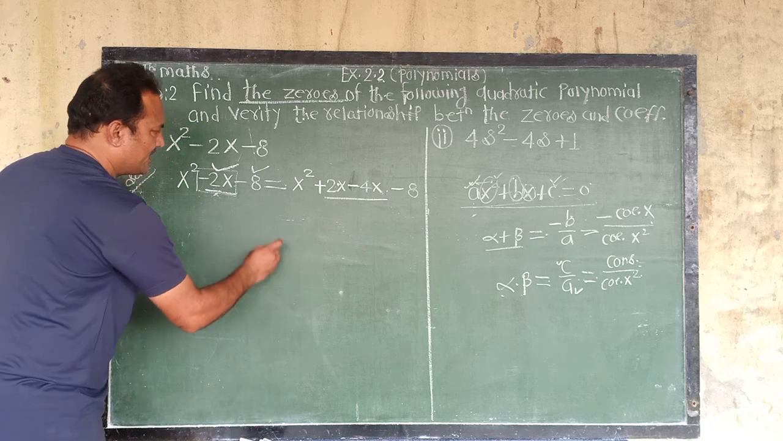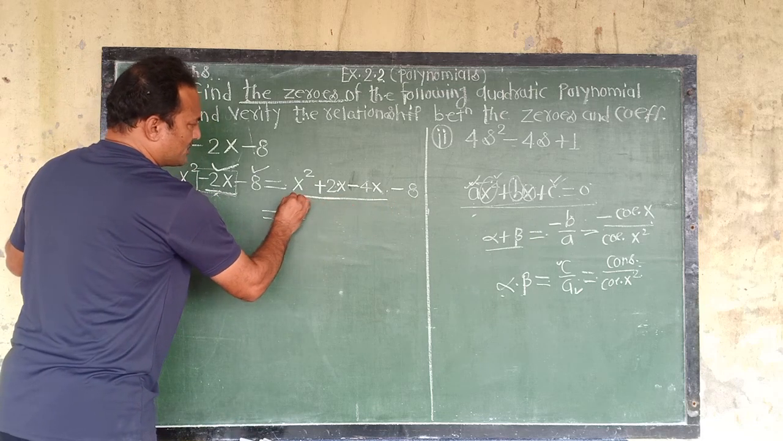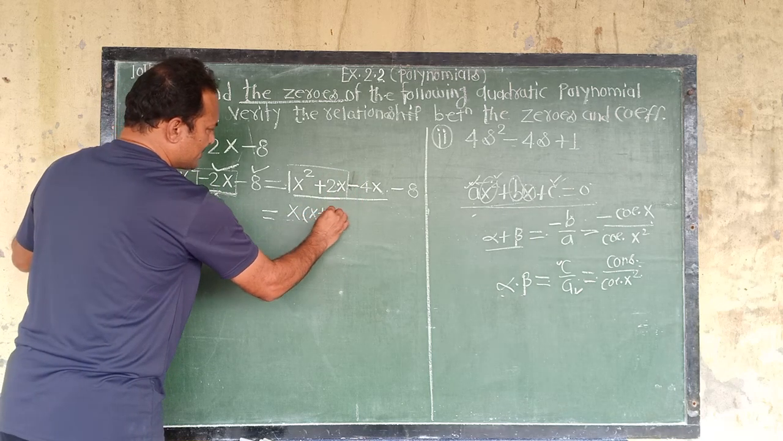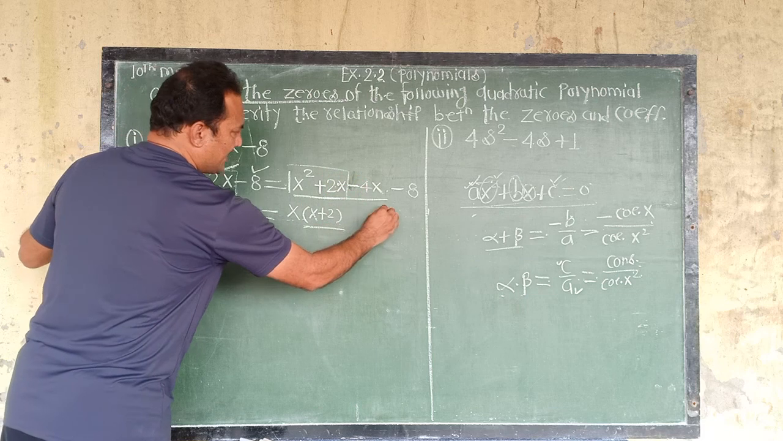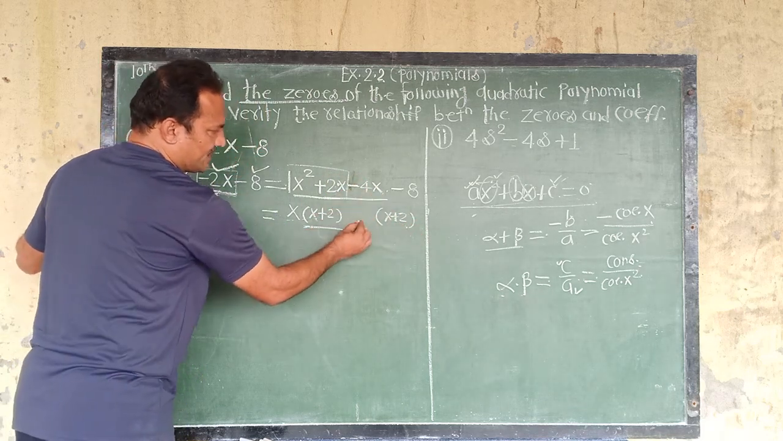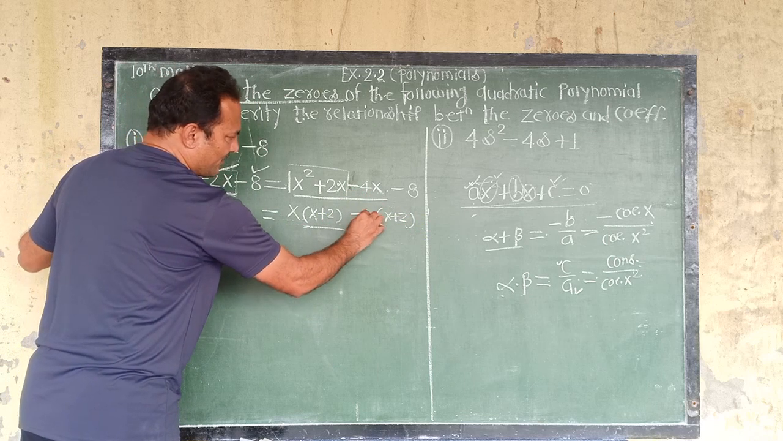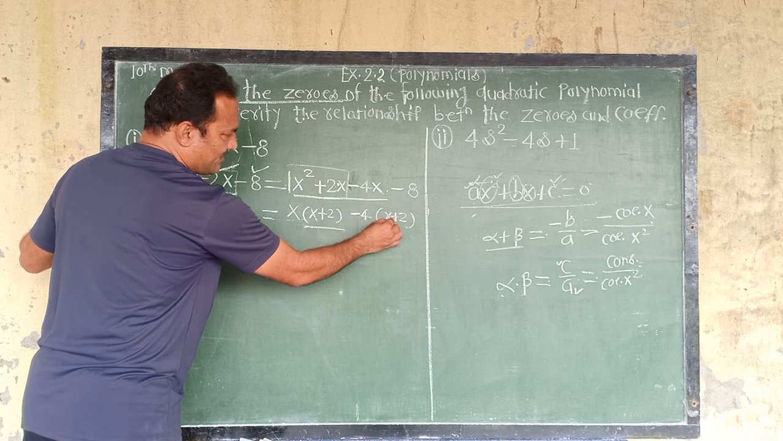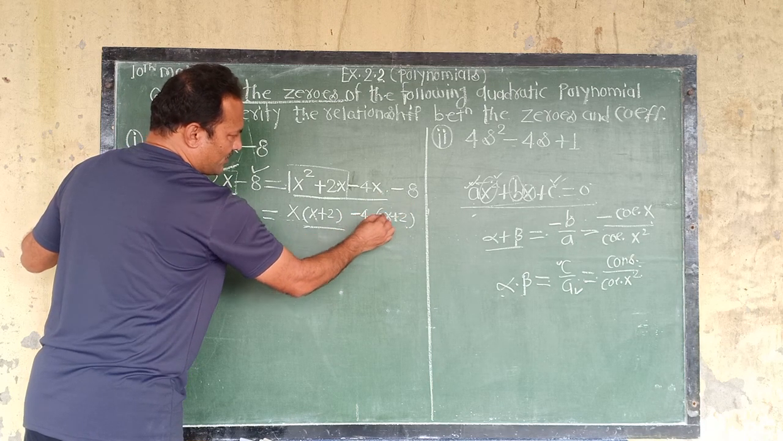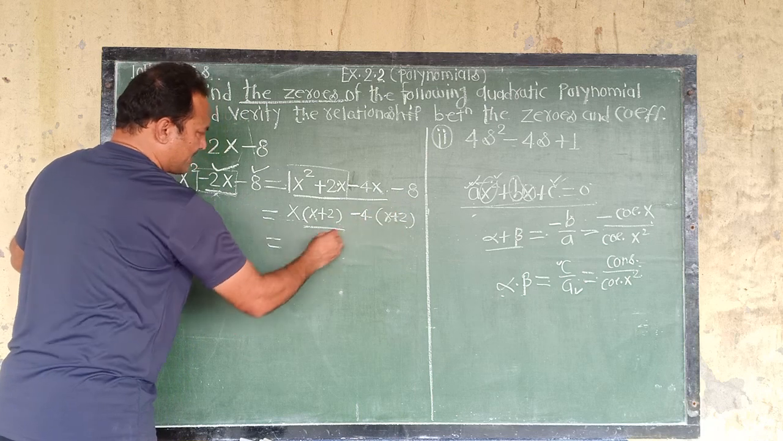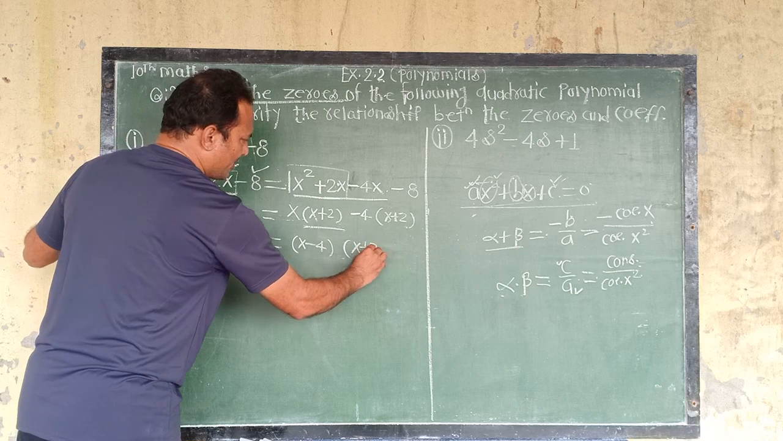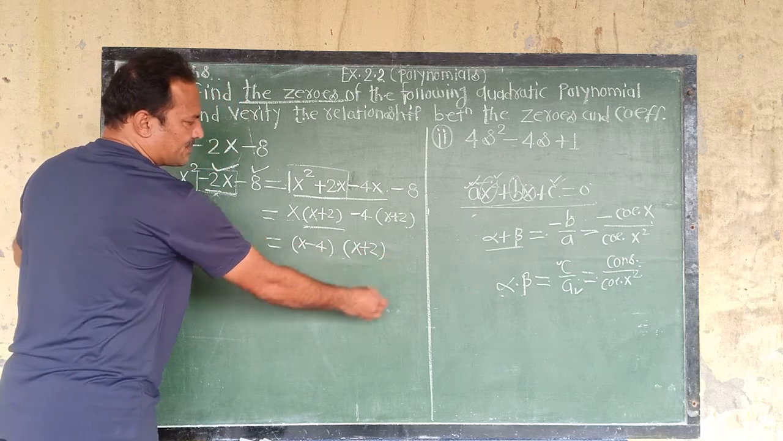Now simplify. In these two terms, x is common. What is remaining? x plus 2. Write the same here, x plus 2. Now we need minus 4x. Then what number do we multiply here? Minus 4. Minus 4 multiplying x gives minus 4x, minus 4 multiplying plus 2 gives minus 8. Then we have the factors x minus 4 and x plus 2.